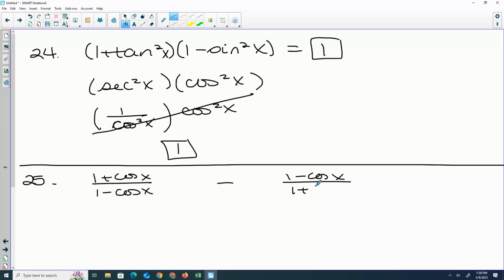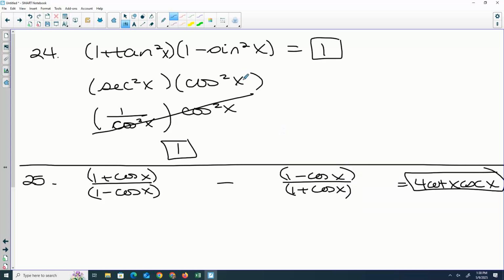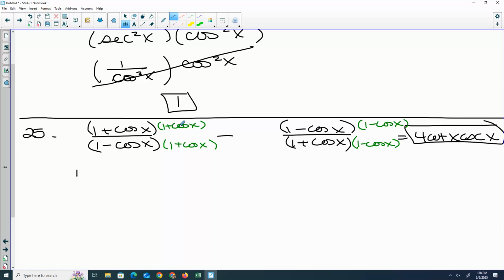Okay, for 25, if we want to add or subtract fractions, what do we have to have? So this one currently has a denominator of 1 minus cosine. If it's going to look like the other, it needs 1 plus cosine. This one is 1 plus cosine. To look like the other, it needs 1 minus cosine. So then if we FOIL, we get 1 plus cosine x and plus cosine x would be 2 cosine x. Cosine times cosine is cosine squared. On the bottom, 1 plus cosine and minus cosine cancel. Minus cosine squared x.